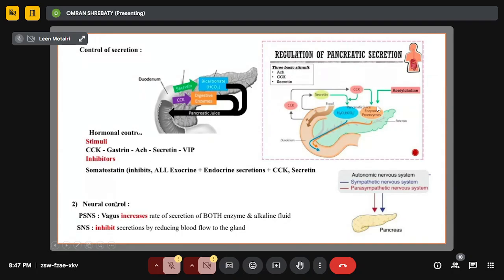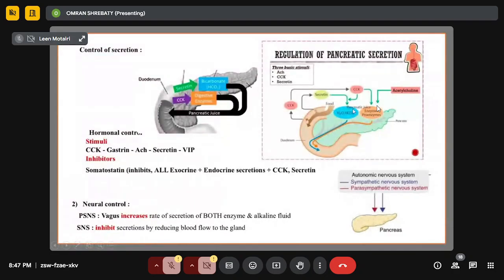And for the neuronal control, we already mentioned it. The parasympathetic, via the vagus, increases the rate of secretion, while the sympathetic inhibits the secretion. Because, as we always remember, in the autonomic nervous system, fight and flight is the sympathetic, while the parasympathetic is for what? Rest and digest. So for the sympathetic, for sure, it's fight and flight, so we are going to inhibit the secretion, no time for digestion.